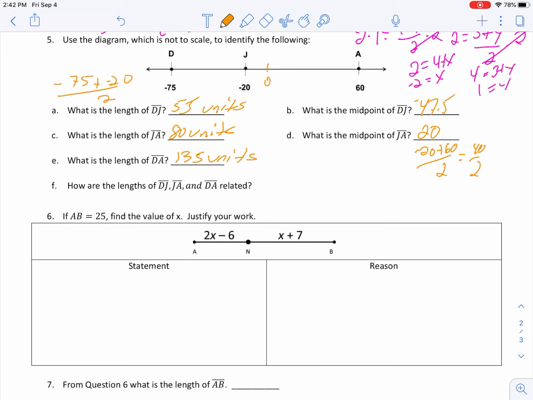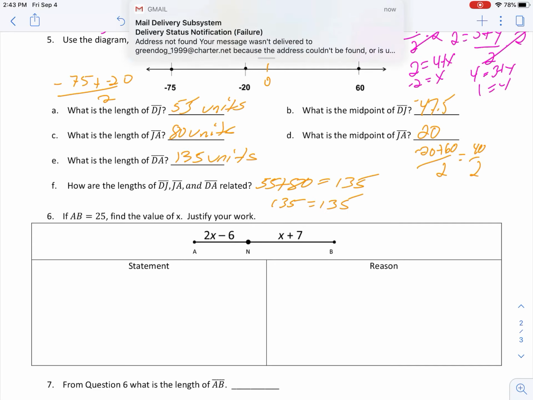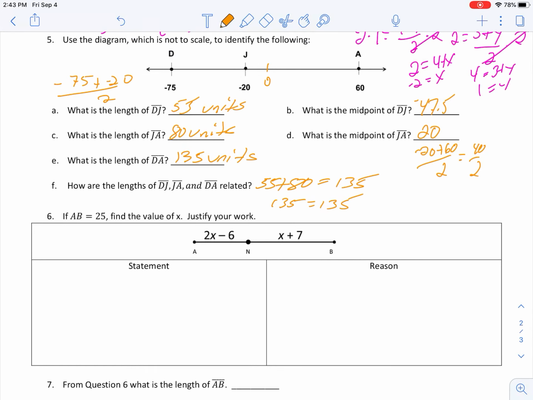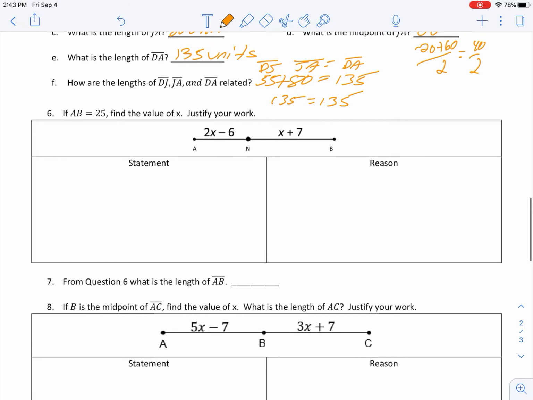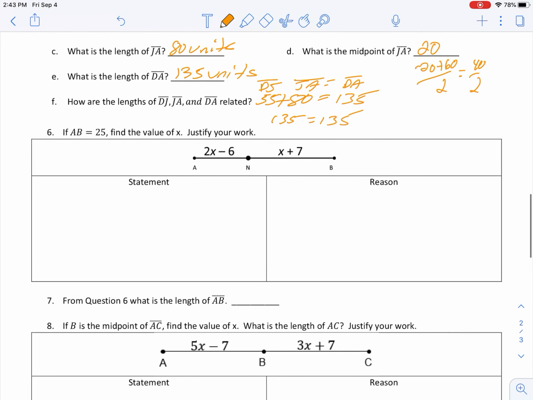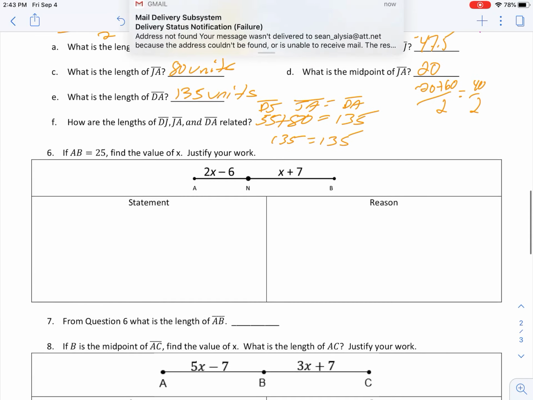Now, how are the lengths of DJ, JA, and DA related? What we're trying to look for here is for you to see that if I add together the 55 plus the 80, that adds up to 135 units, okay? So that's going to lead me into my next example in just a few minutes, that the length of DJ plus the length of JA, those are two smaller segments that are added together to give you a larger segment of DA. And that's going to lead me into example 6 in a minute, something we call segment addition.